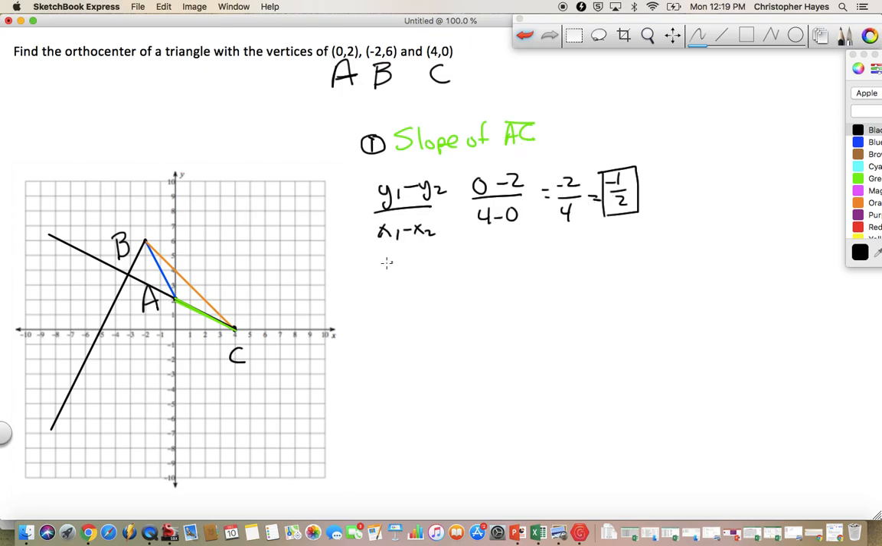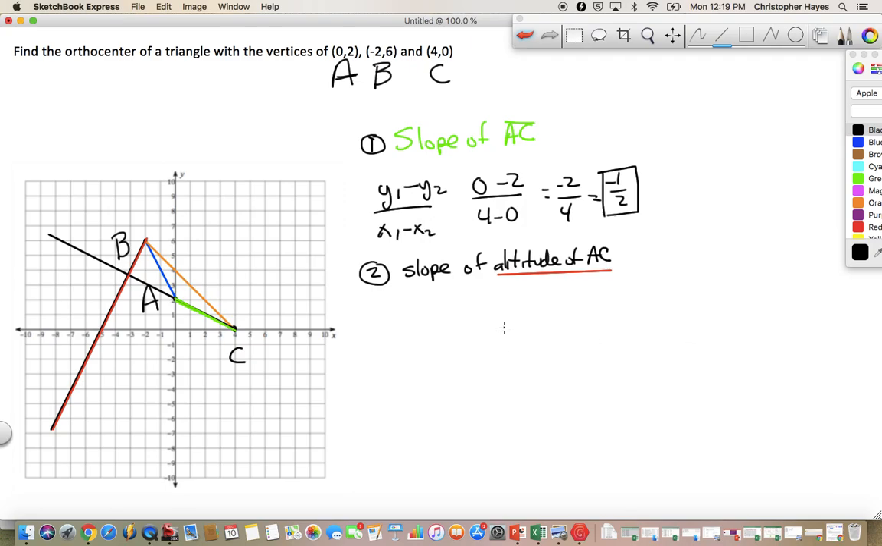Now the second thing I'm going to have to do is I'm going to find the slope of the altitude of AC. Okay, and we'll put it in a different color here so we can see it. Again, that's going to be this one right here. So we're going to find that altitude of AC, which is in red.